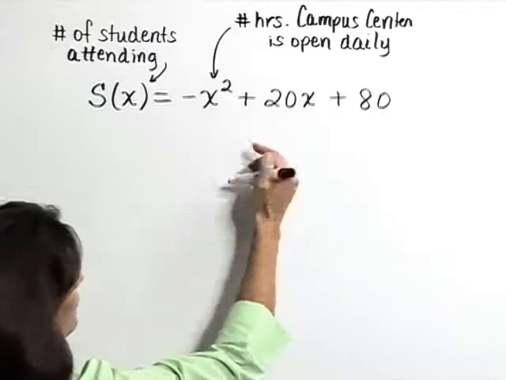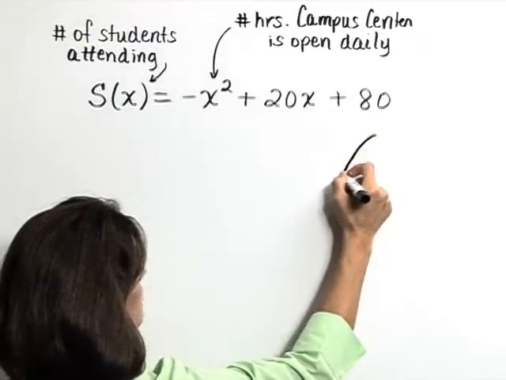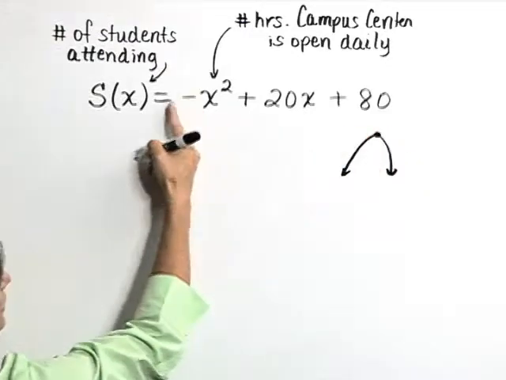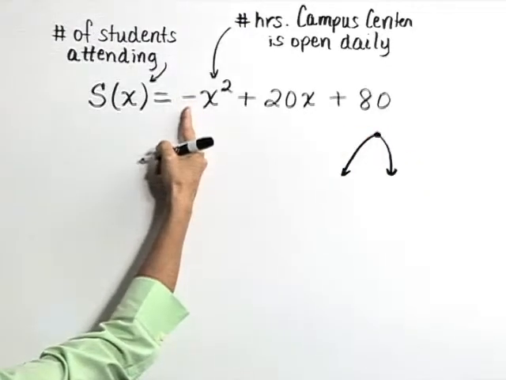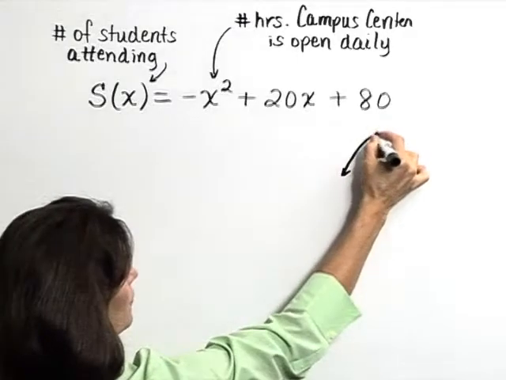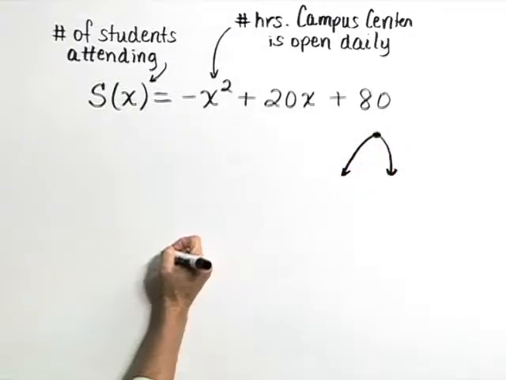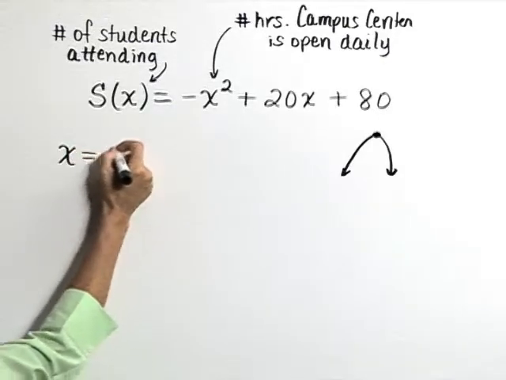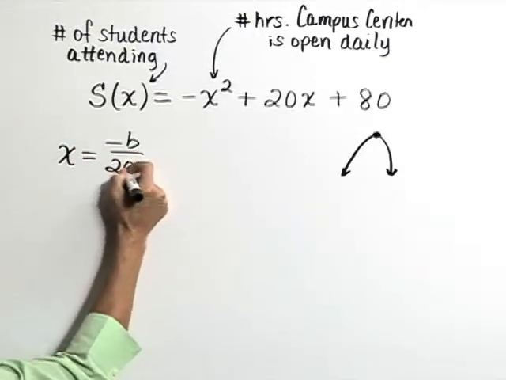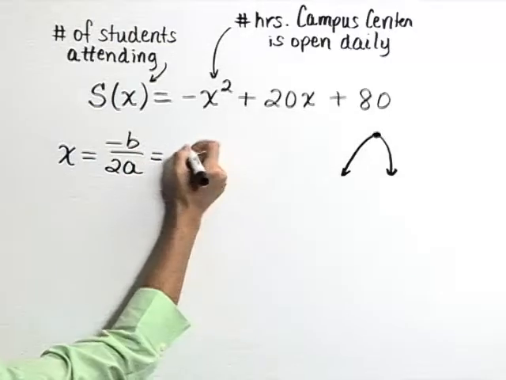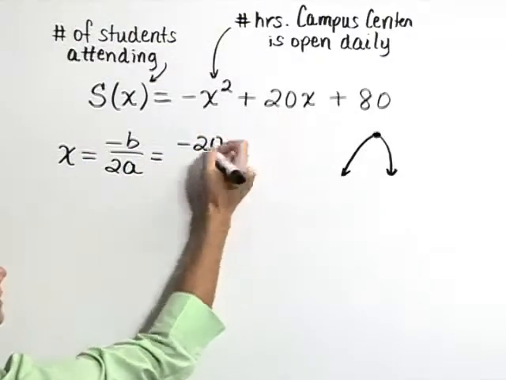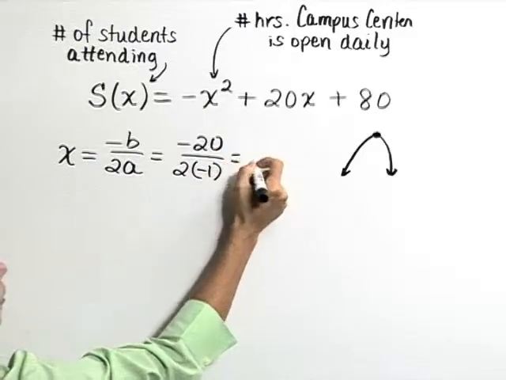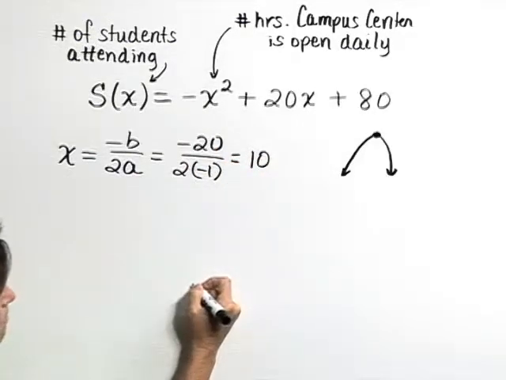If we think about the graph of this function pictorially, that is a parabola that opens downward. We know that because of this leading coefficient. It's a negative value. So we're looking for this value that is the vertex of that parabola. Let's find the x value of the vertex using x equals negative b over 2a. That's a negative 20 over 2 times negative 1, or a positive 10.